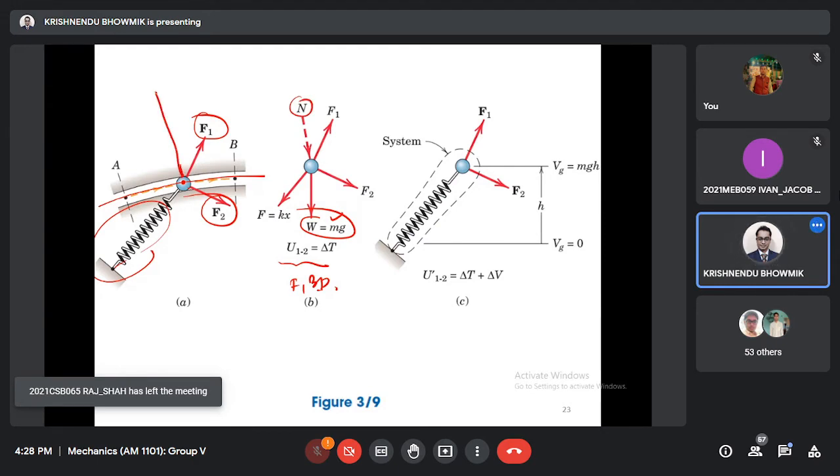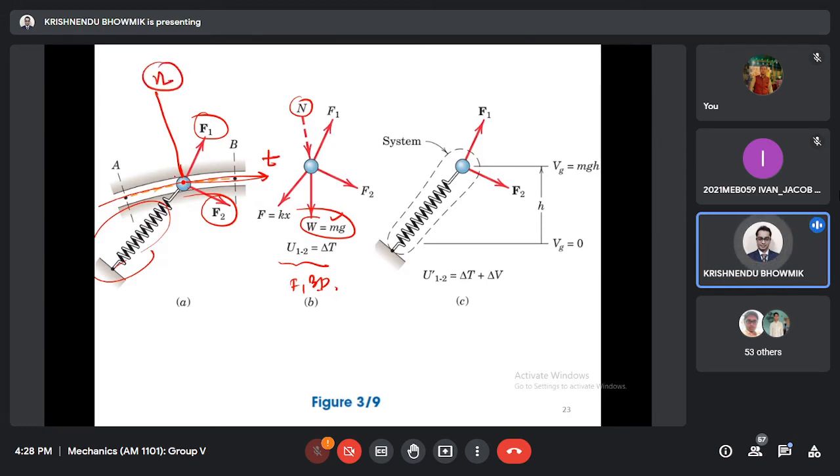But note carefully, this is the T direction and this is the N direction. The normal direction will be the reaction force, and that will not do any work. So work done will be done by F1, F2, mg, and the spring force, F equal to Kx. I have shown the spring this way because it is in the opposite direction. The spring's movement is in this direction, so the spring will try to bring it back to the original condition.